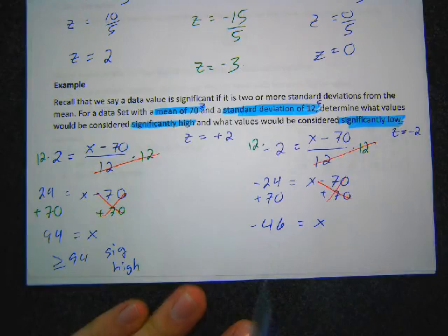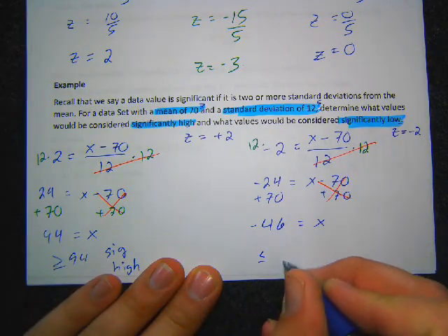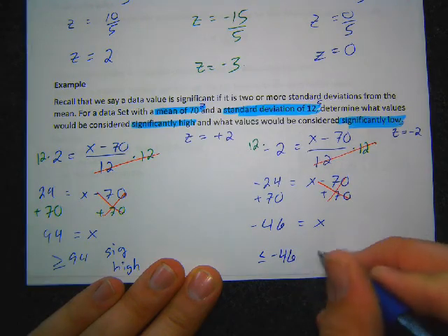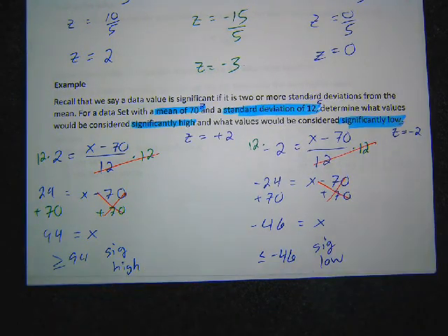And again, this is where we want to be low. So we're looking for numbers less than or equal to 46. That's when it's significantly low. Those numbers are so small that we think that's kind of unusual. That's weird. Again, we don't expect many values more than 2 standard deviations out. So you can use this formula. If you have the z-score, you can go back and find the values that are the cutoff.